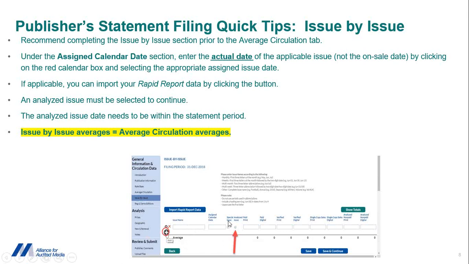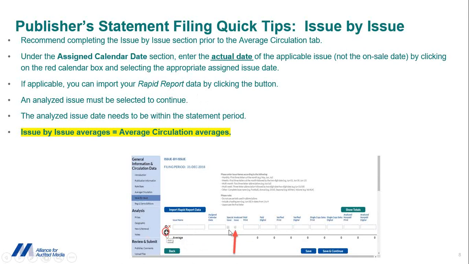There's going to be a red calendar box here. You want to select the date of that issue. It's not the on sale date, it's the actual date of the issue. And then you're going to fill in the information about that issue. What type of distribution did you have for that issue? What was your distribution for paid, your paid digital, your verified, etc.